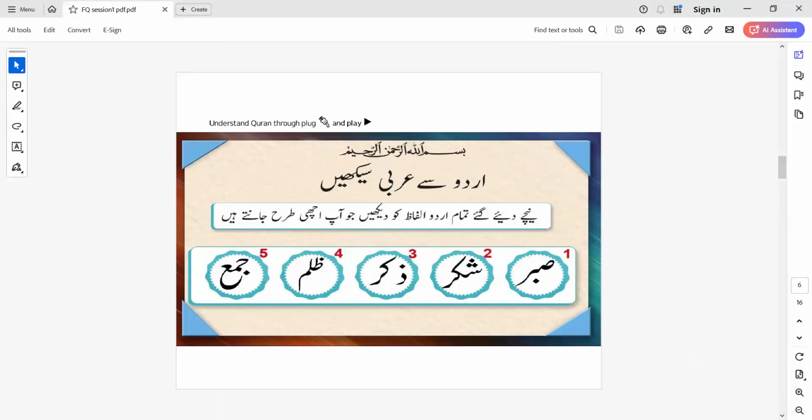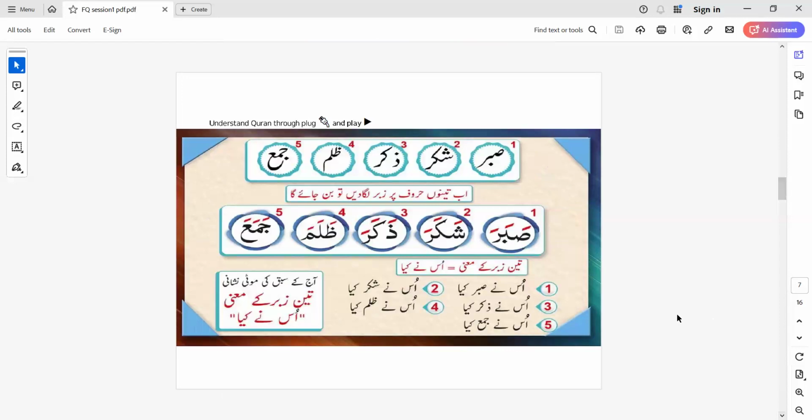And this is sabara, shakara, dakara, zalama. Can you see all these? Sabara, shakara, dakara, zalama, jama'a. Now this one: sabara, he was patient. Shakara, what does shakara mean? He thanked.